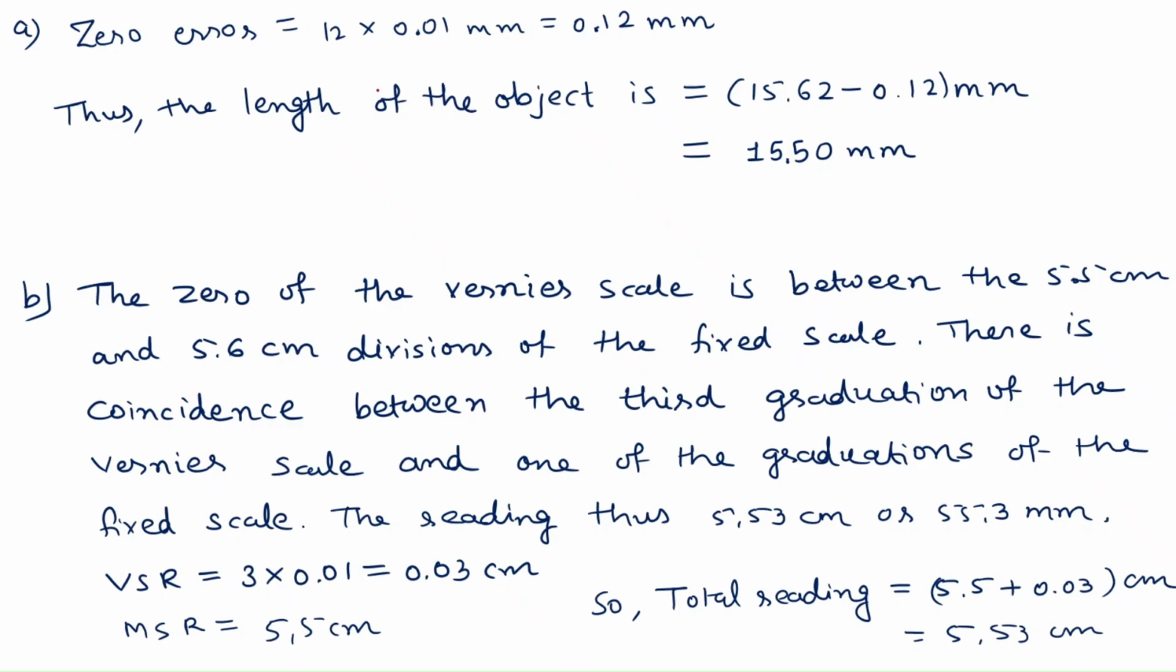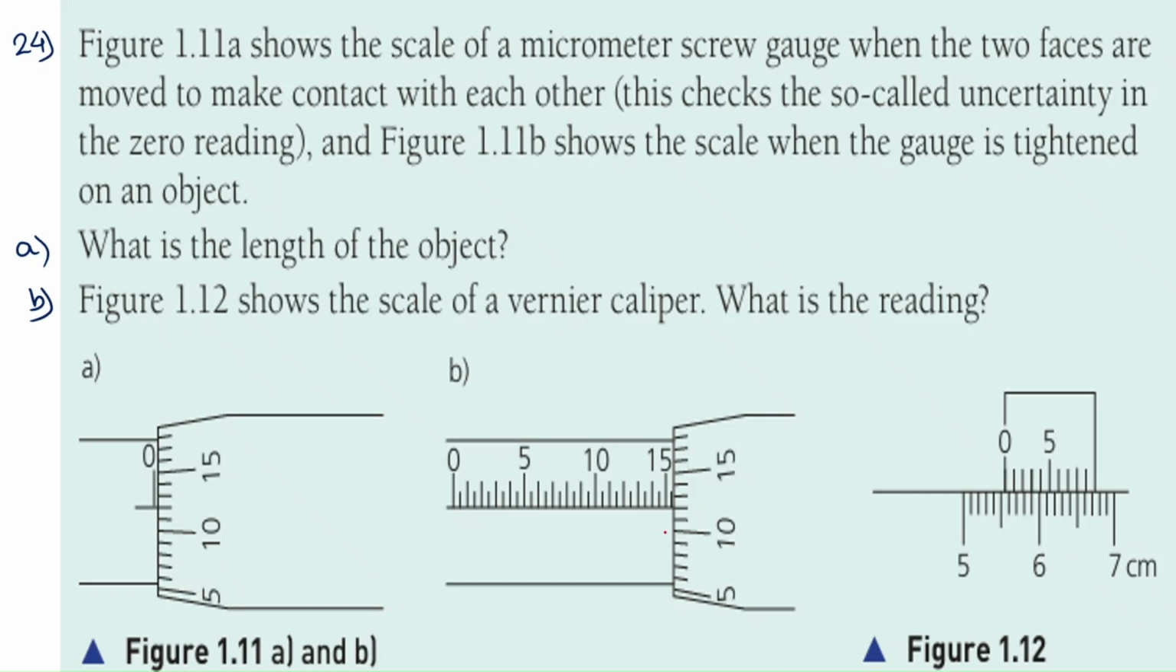So our measured value is 15.62. Okay, we also see here the main scale reading is 15.5. In the vernier scale we have the 12th division, 12 into 0.01. This is the least count of the vernier scale, and we got the result like 15.62 mm.